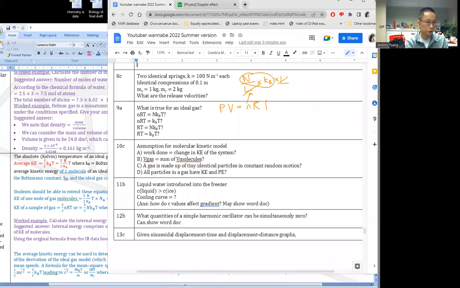Now moving on to question 10, which assumption is part of the molecular kinetic model of ideal gases? The first choice says work done equals the change in kinetic energy of the system. This statement itself can be true in some cases, but it's definitely not part of the molecular kinetic model. It can be true if you study thermodynamics, where there will be some situations where work done on a gas corresponds to the change in the kinetic energy of the molecules of the gas.